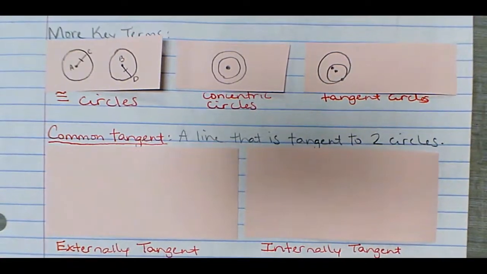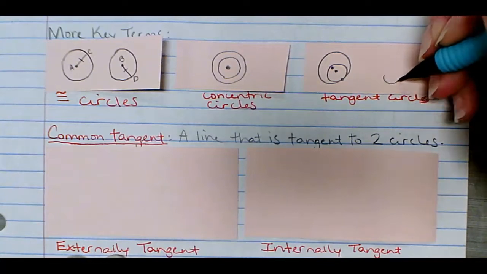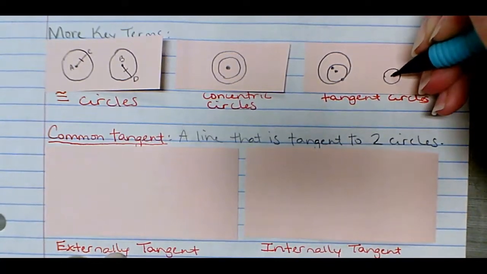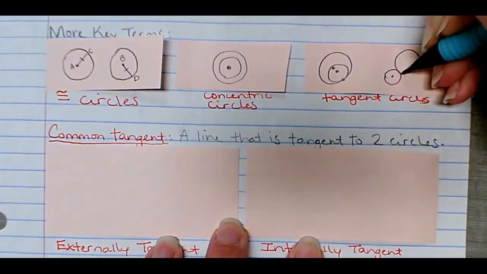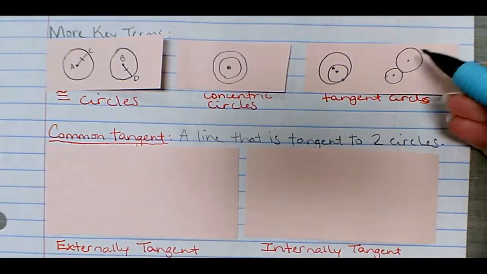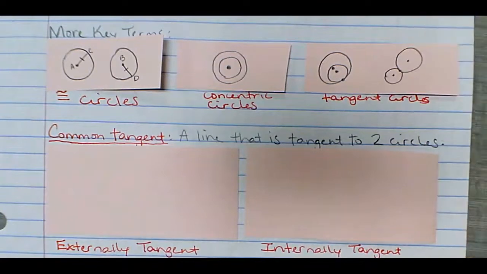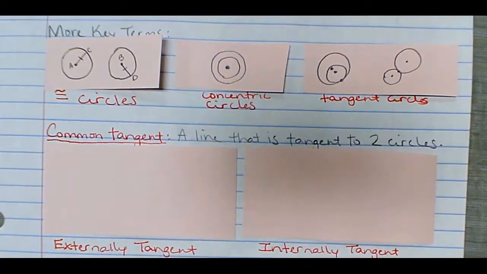Finally, it's also possible that I have tangent circles that are not one inside the other. Maybe they're touching each other, but they're outside of each other. So maybe I have a small circle here with the center, and maybe I have a bigger circle here with the center only touching at 1 point of tangency.